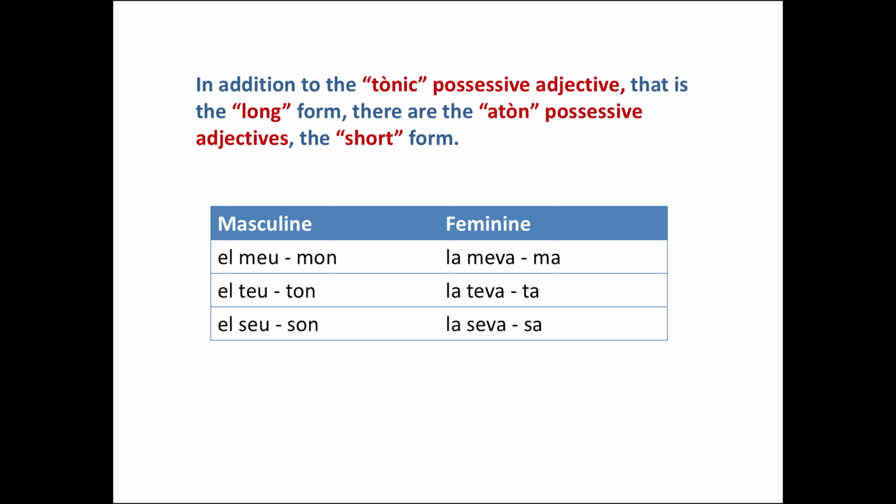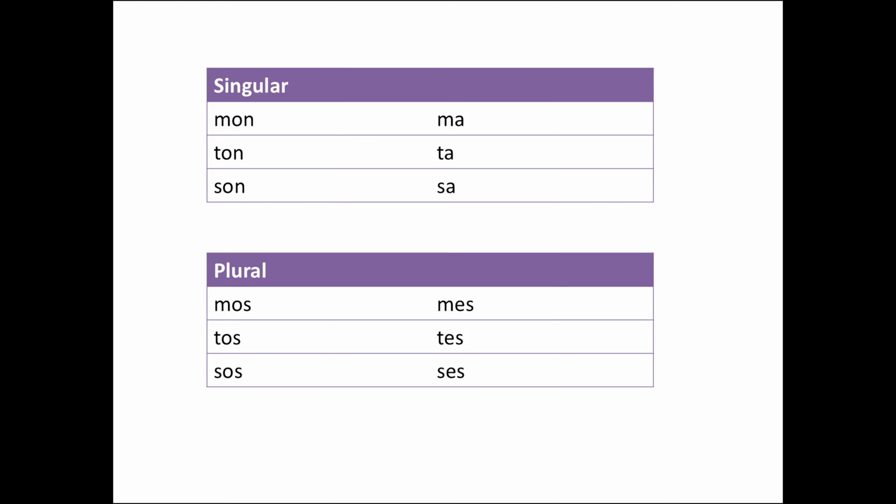Instead of el teu, ton. Instead of el seu, son. Instead of la meva, ma. Instead of la teva, ta. Instead of la seva, sa. So we've just looked at the singular, which is mon, ton, son, ma, ta, sa.